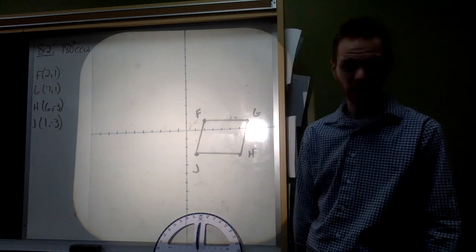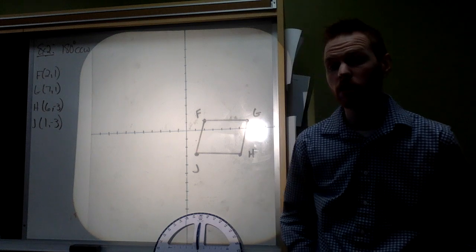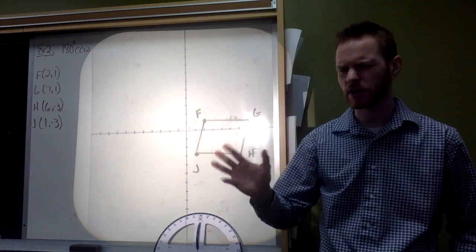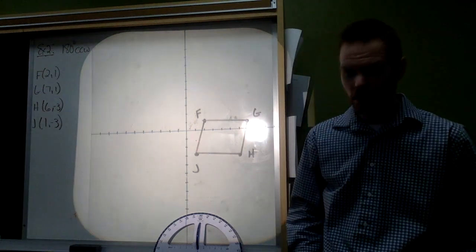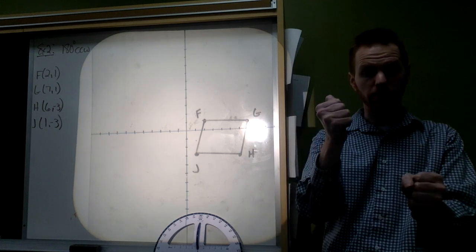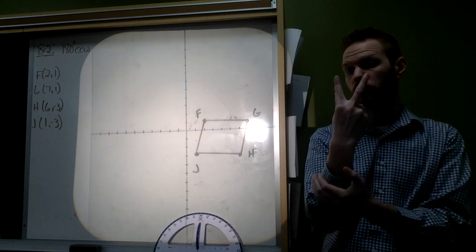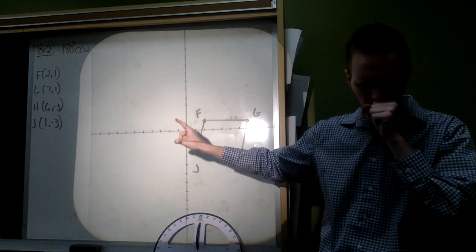Here's my pre-image. That's what I'm starting with. And I'm going to rotate this 180 degrees counterclockwise. And then we're going to make an observation at the end, which is pretty cool. Now, if I'm going to do this, I have to turn my paper. Every time I turn it, it's 90 degrees. So therefore, I have to turn my paper twice.